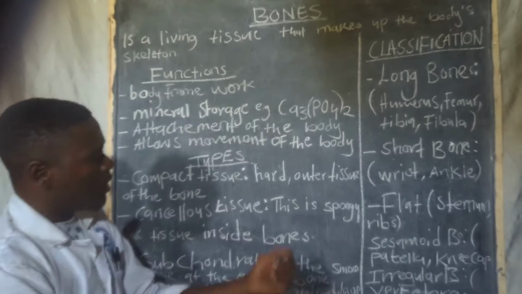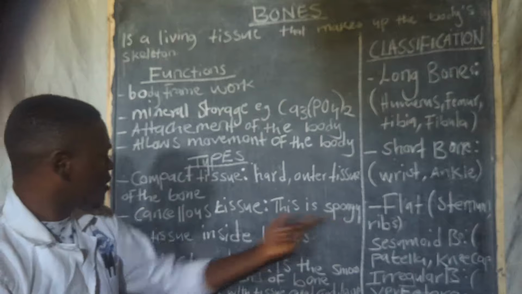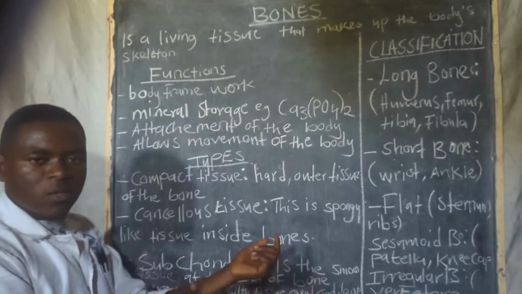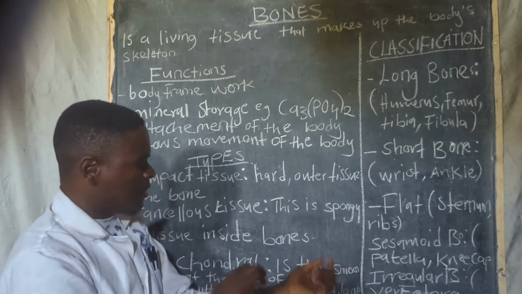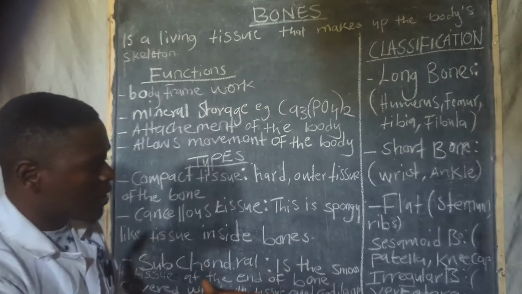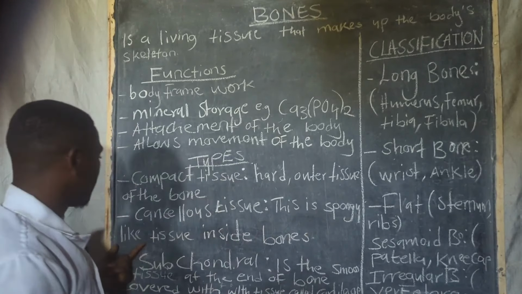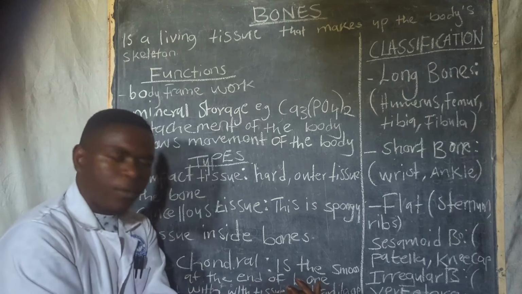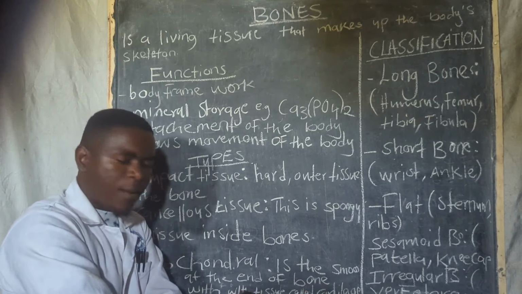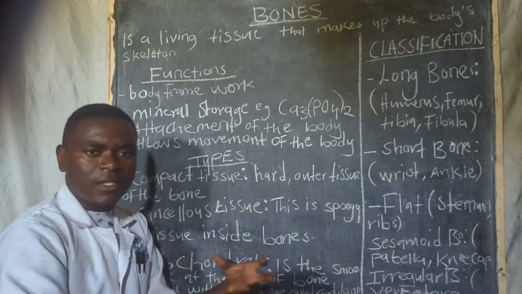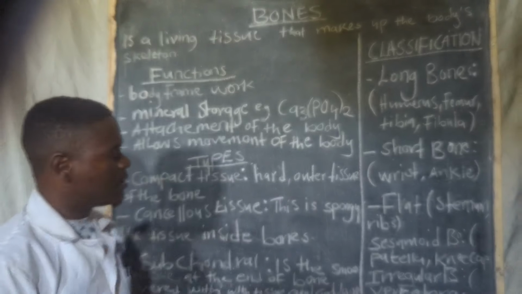The cancellous tissue bone, the other name we call it is spongy tissue bone. This is the spongy-like tissue inside bones. These ones contain marrows. And we know that bone marrow is where we produce blood cells. This is what you need to understand. Inside the bone, there are marrows, and in the marrows you now understand that we've got production of blood cells.